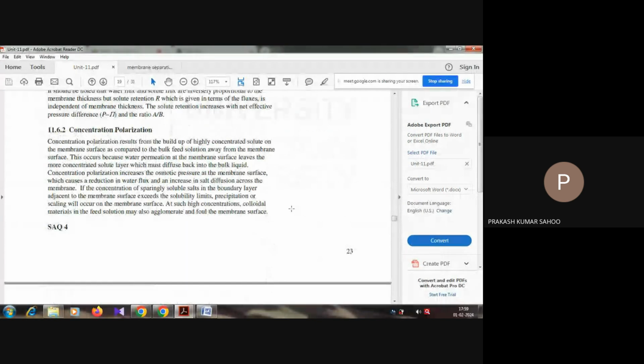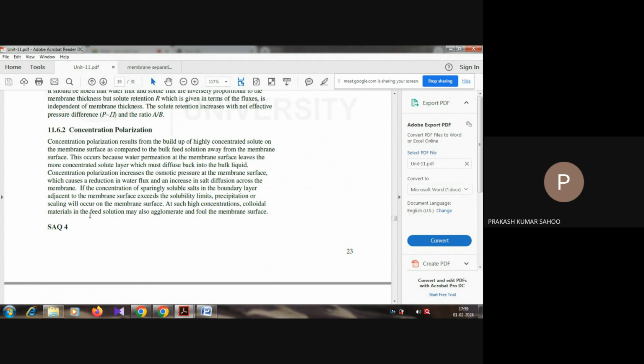Then we have concentration polarization. Concentration polarization results from the build-up of highly concentrated solute on the membrane surface as compared to the bulk fluid solution away from the membrane surface. This is known as concentration polarization, where the concentration of the solute is higher at the membrane. It will increase the osmotic pressure at the membrane surface, which causes a reduction in water flux and an increase in salt diffusion across the membrane.